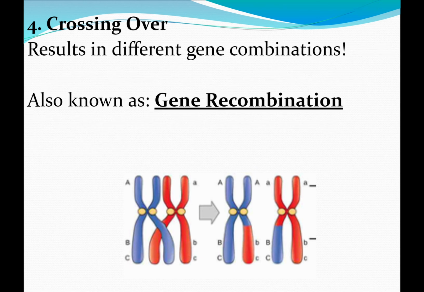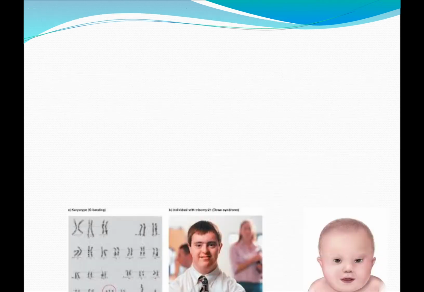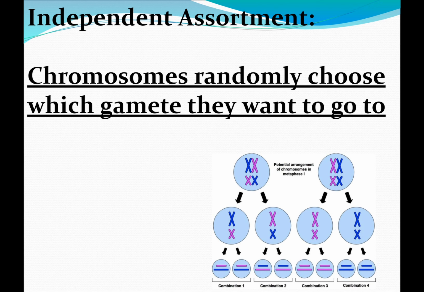Alright, and this results in something called gene recombination, because you're combining different parts of your DNA. Now, another word, independent assortment. It's basically chromosomes randomly choosing which sex cell they want to go to, which gamete. So it's like if I didn't have assigned seats, some people would choose the left side, some people are going to choose the right. It's going to be completely random. So that plays a part in genetic variation.